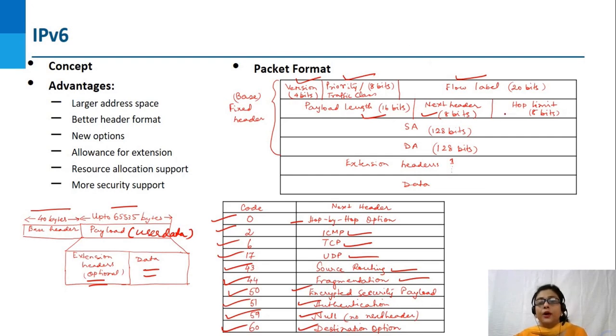This is followed by the hop limit of 8 bits after the next header. Then there is a 128-bit source address followed by a 128-bit destination address. Then there will be some extension headers followed by the data field. So this is the packet format of IPv6.